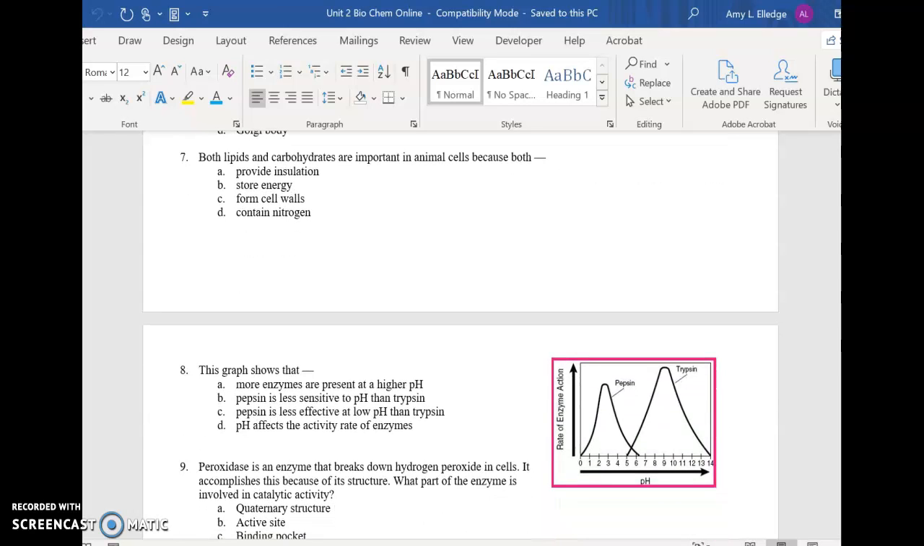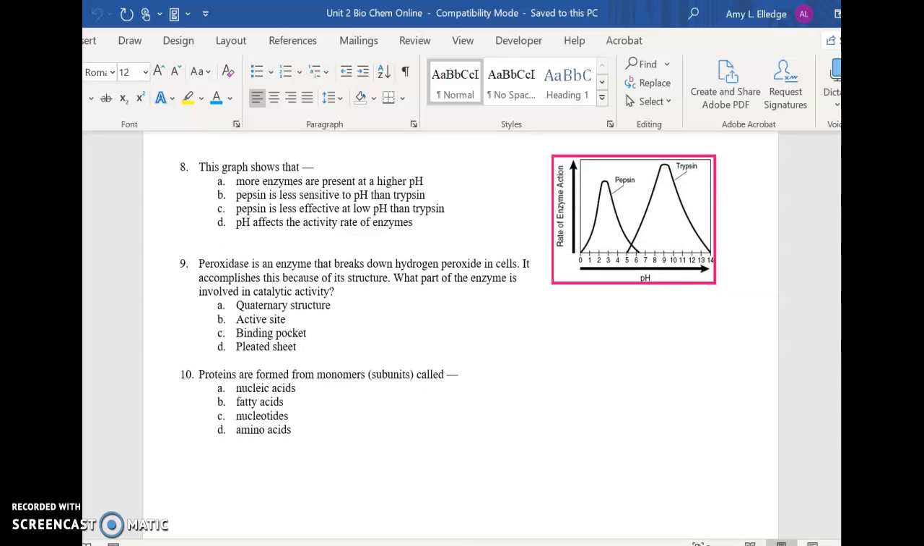7, both lipids and carbohydrates are important in animal cells because both do what? Well, lipids do provide insulation, but carbs do not. But lipids and carbohydrates are sources of energy. So the answer is B, store energy.